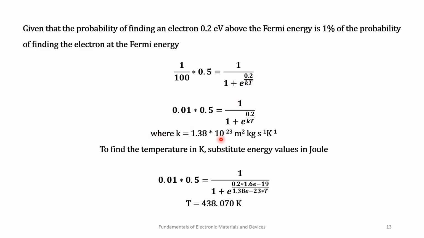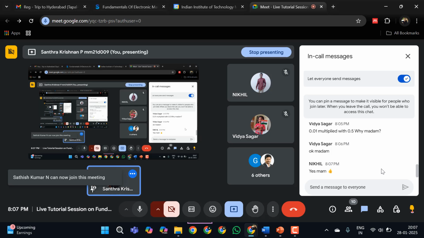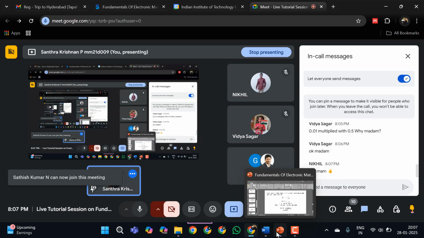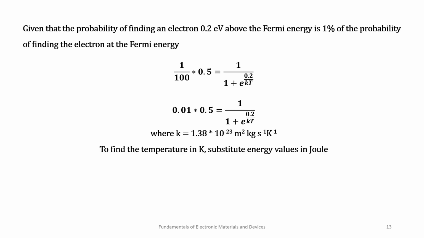So in that case, you substitute everything in joules, and once you get this, you condense this equation, and finally you will end up with some constant value here, 1 over 1 plus some constant value by e to the power something T. So what happens? Then we have to take log on both sides, and then we'll get the T value. Is it clear? Yeah. Okay, I hope that's clear. Then we can move on to the next question.